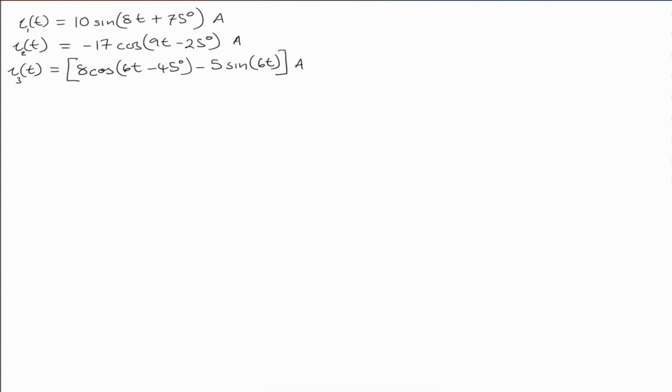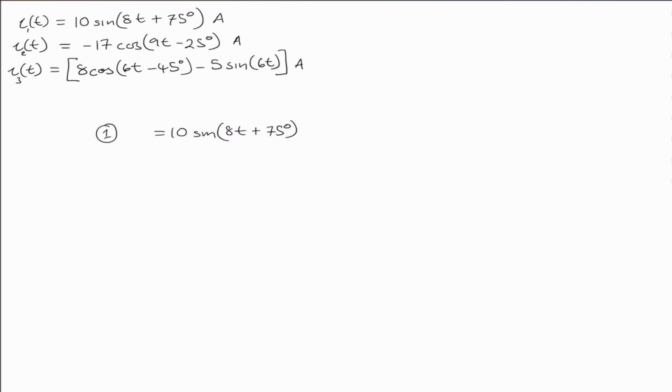Welcome back. In today's video, we want to transform the following sinusoidal currents into their phasor counterparts. So let's start with our current i_1 of t, so I'm just going to call that 1. That is equal to an amplitude of 10 sine of omega t plus an angle of 75 degrees.